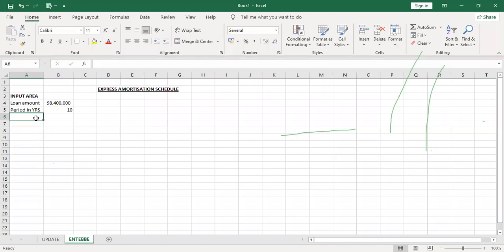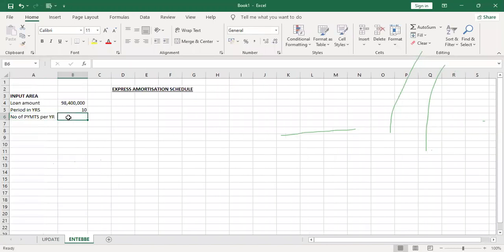Then we have number of payments per year. Now, you have to note that loan amortization is one of the easiest questions. But the only challenging part is determining the number of payments per year. And how do I determine it? It is a matter of looking at the question.